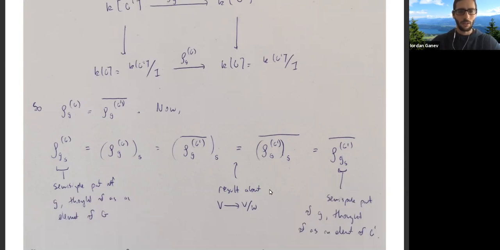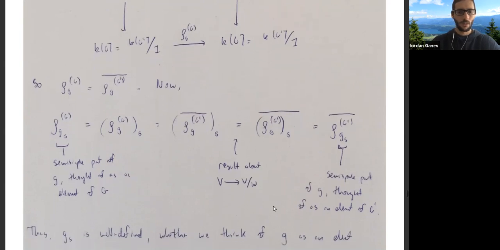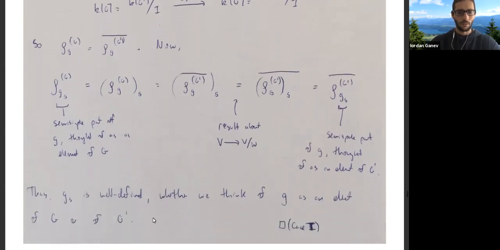So that proves that whether we think of g as an element in G or in G prime, we get the same semisimple part. That's exactly what I wrote here. Okay, so that's a pretty straightforward argument. Hopefully the notation is clear.